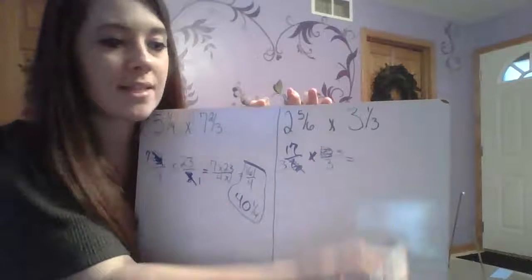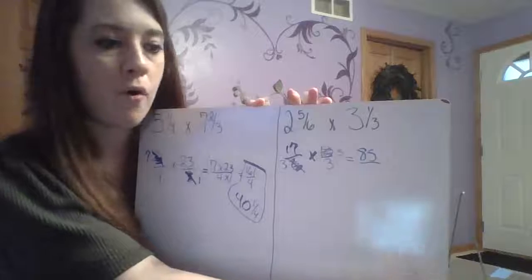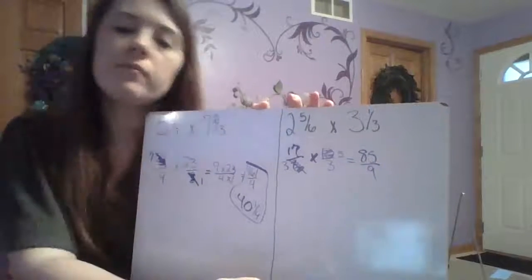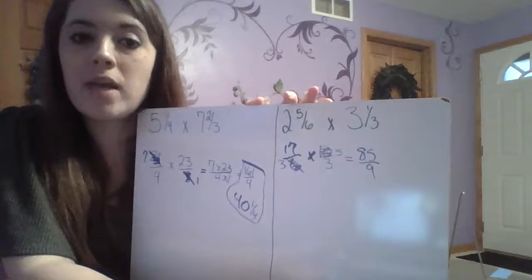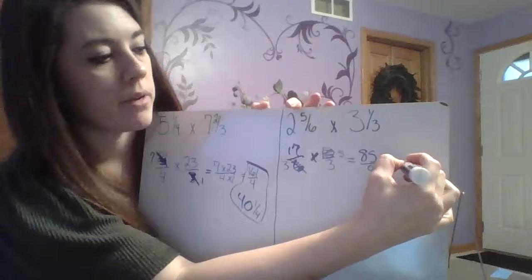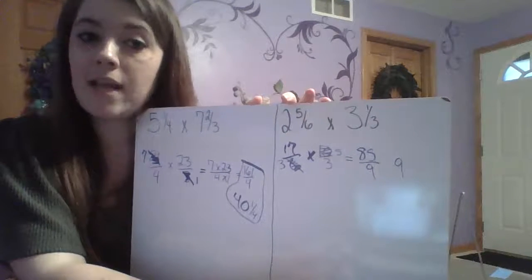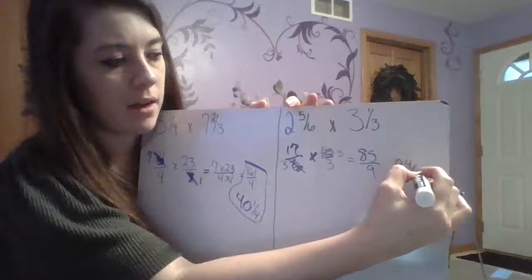So now we have to take 17 times 5, which gives us 85, over 3 times 3, which gives us 9. So if we think about how many times 9 can go into 85, we should all know that 9 times 9 is 81. So we know it can go in 9 times. And 85 minus 81 leaves us with 4 left over. So it's 9 and 4/9.